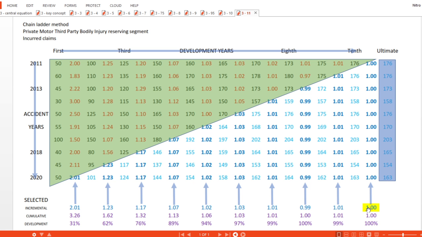We noted earlier the tail factor required to take us from the end of the triangle to ultimate. We can use similar techniques to estimate this value as we did for the later development periods, fitting curves, seeking benchmarks and optimizing segmentation. I'll talk through this a little more in the next lecture.